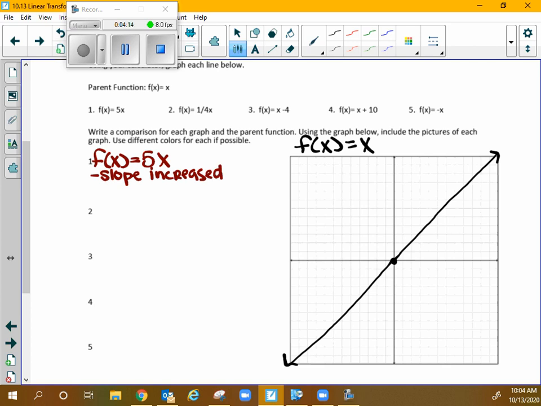So then when I graph it, we're going to say, okay, well, what happened to the equation? And then there's going to be a second bullet point that's going to say what happened to the graph, okay? So my slope increased. Now it's 5 over 1. So 1, 2, 3, 4, 5. It's so hard to see those. 1, 2, 3, 4, 5 over 1.